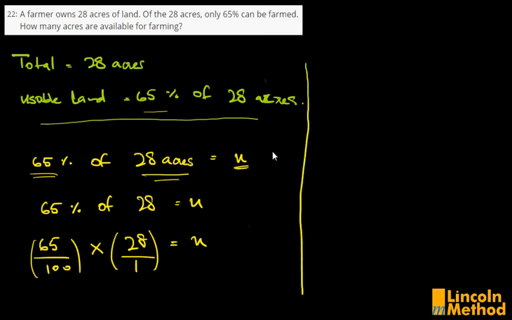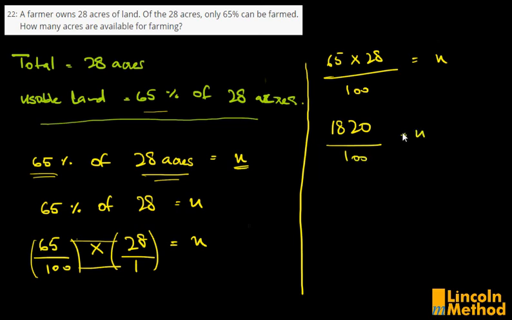So we have two fractions on the left hand side of the equals sign. Let's multiply them and find out what we get. 65 multiplied by 28. We multiply the numerators first and then we multiply the denominators, 100 multiplied by 1. It's easy, we get 100. And we have equals X. So 65 multiplied by 28 over 100 equals X. Now 65 multiplied by 28 gives us 1820 over 100 equals X.